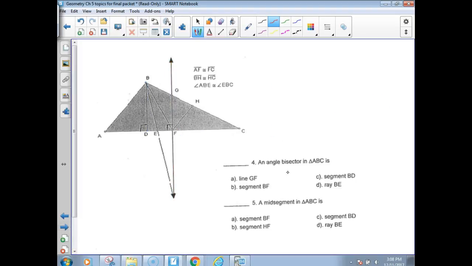Okay, and then an angle bisector. Oh my gosh, guys, we're going to have to go up here and look at this. So angle ABE was congruent to angle EBC. So the ray cutting that in half would be BE. And then last, a mid-segment, it's when it hits 2 midpoints. So that would be that thing right there, which is FH.